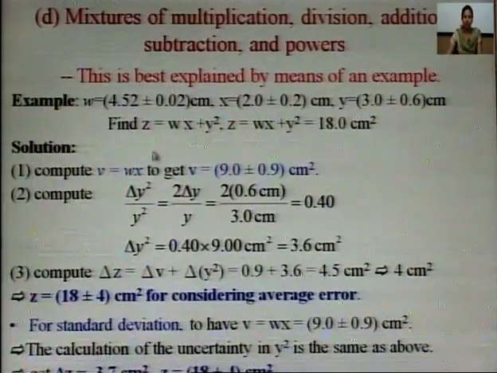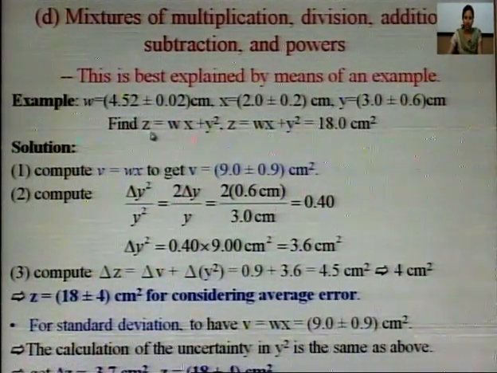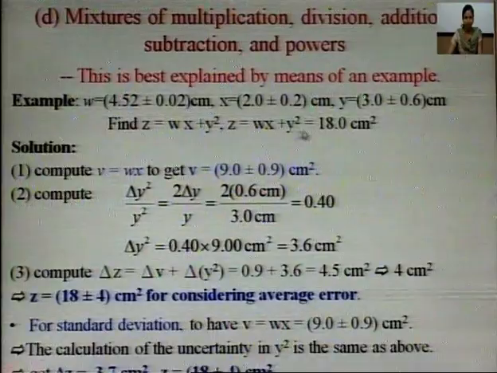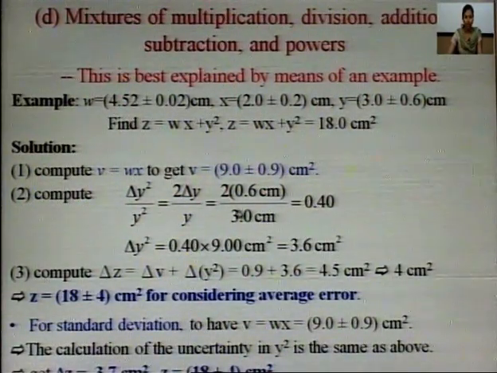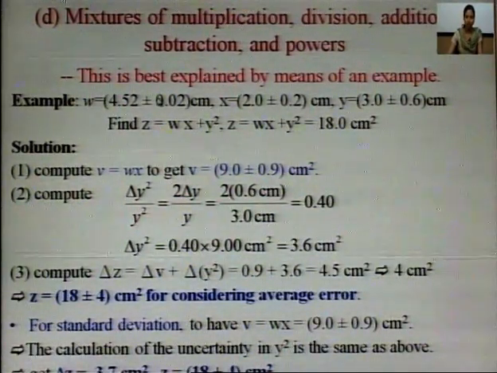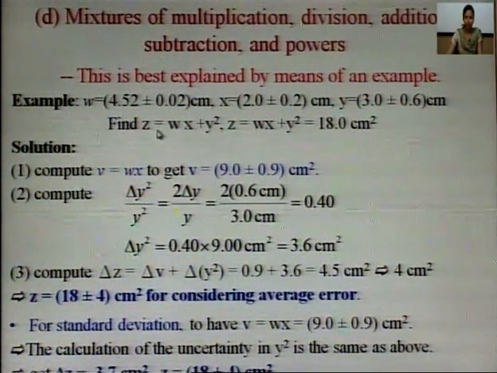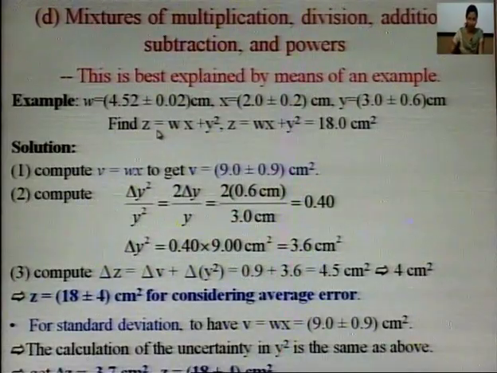Next numerical is the physical quantity Z is equal to W x plus y square. This is the same numerical portion as we did. We are given the error in each physical quantity. We have to calculate delta Z based upon all these.